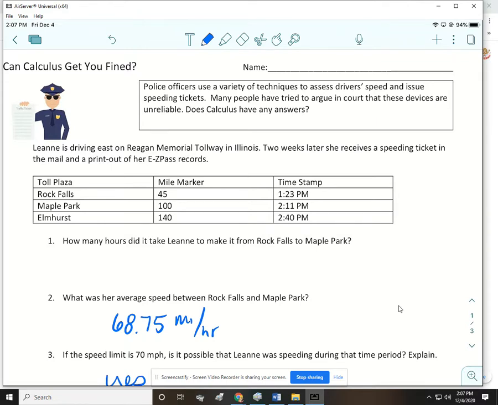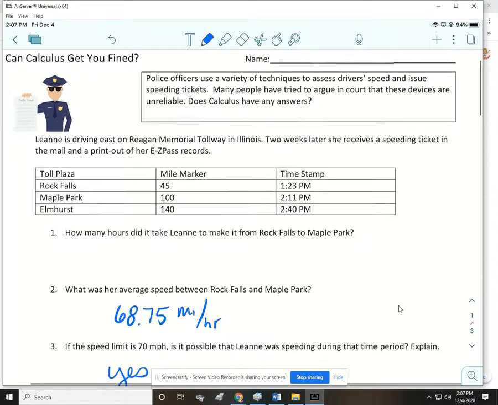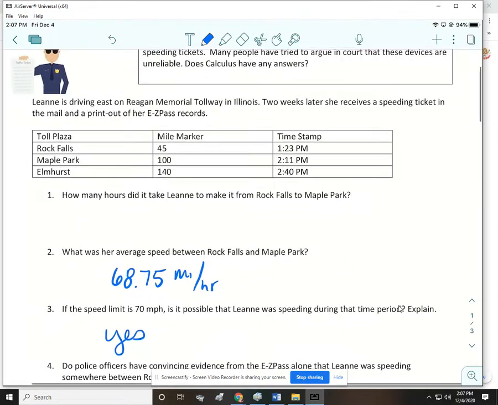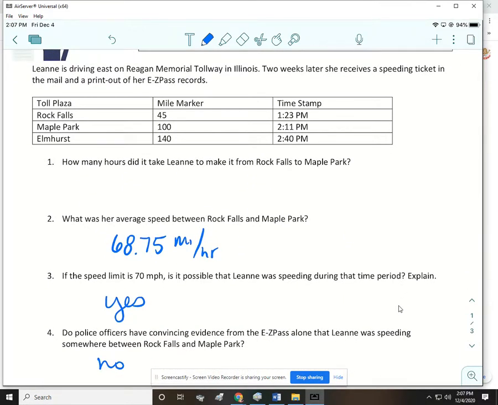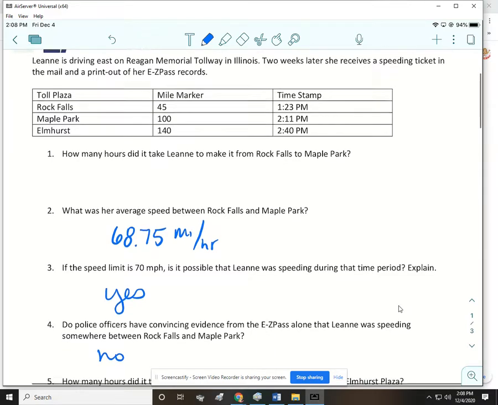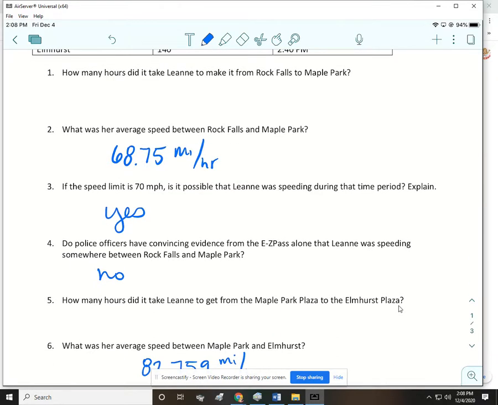But her average speed between Rock Falls and Maple Park was 68.75 miles per hour. It is possible that she was speeding because she could have gone more than 68 and then less than 68, and then it would average. But the police officers do not have convincing evidence that she was speeding there.